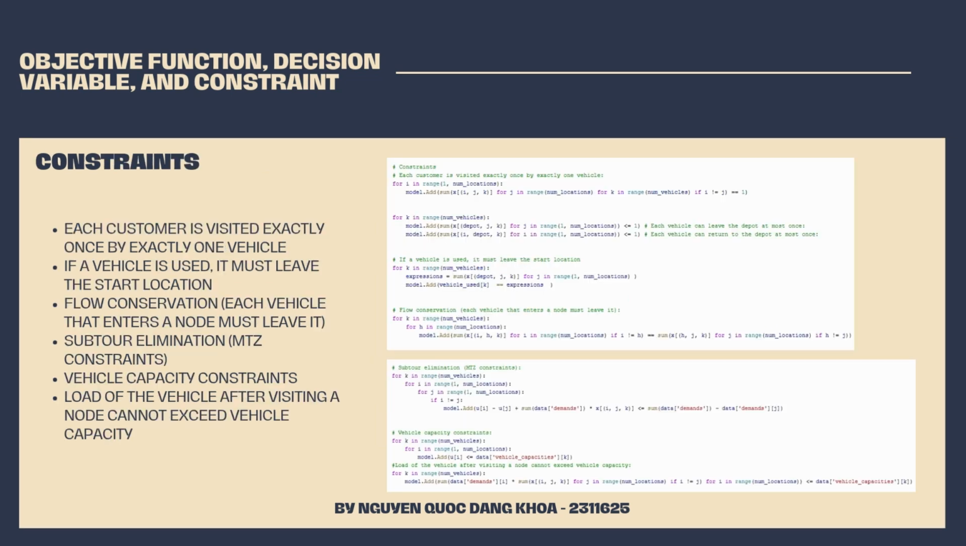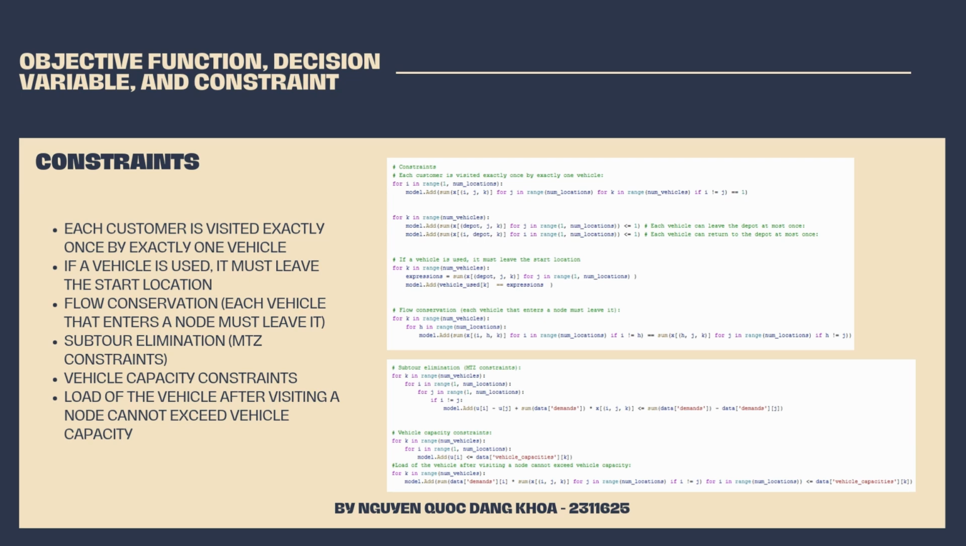So next we come to the constraints. The first one is the customer visit constraint, to ensure that no customer is missed or visited multiple times. The second constraint is depot entry and exit. They ensure that each vehicle can leave the depot at most once and return to the depot at most once.